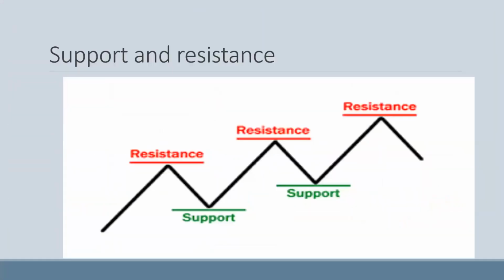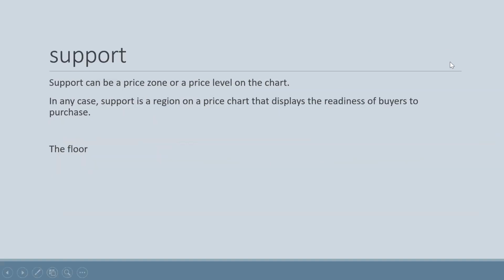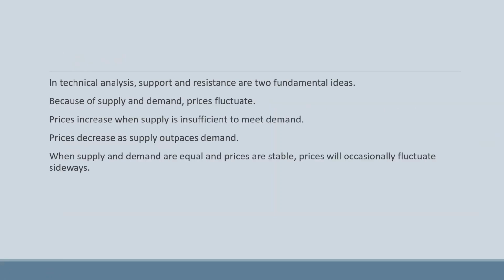Now, support and resistance. This is resistance, this is support. Support and resistance are two things that you're going to be hearing over and over again in the foreign exchange markets. In technical analysis, support and resistance are two fundamental ideas. Remember what I told you about technical analysis? I told you that the foreign exchange market is basically a recycle process. Everything that happened in the foreign exchange market has happened before. There is nothing new happening in the foreign exchange market. That's what I told you, right?